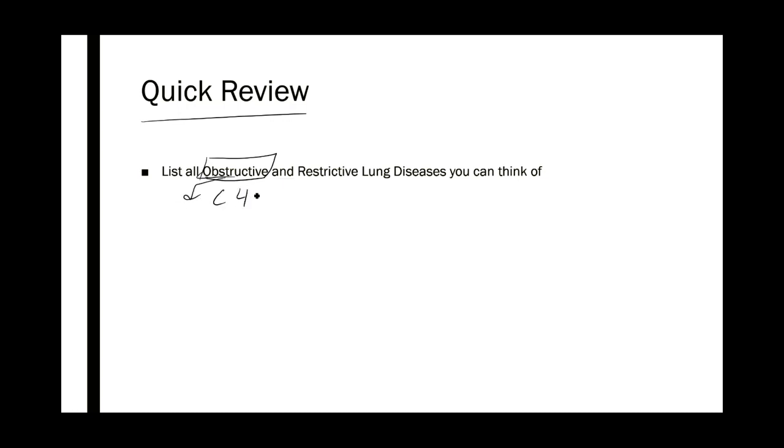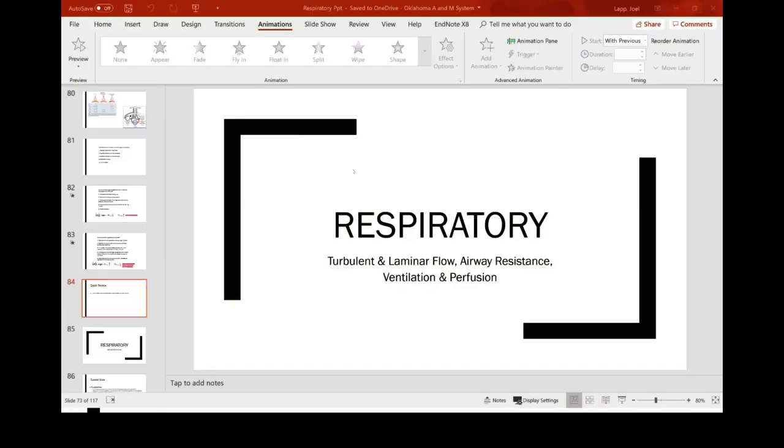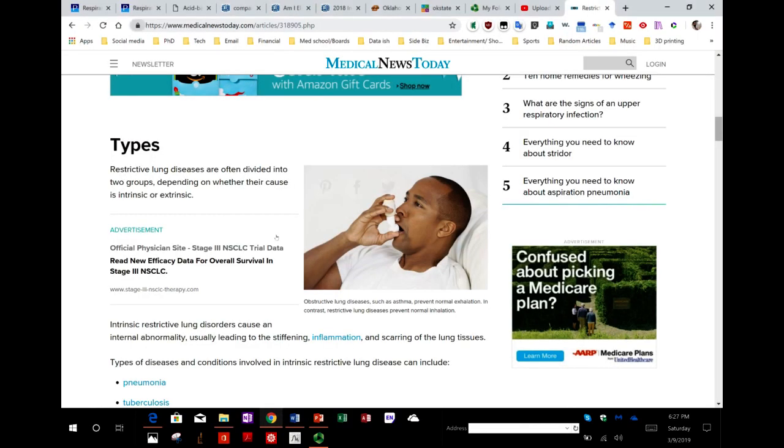All right, so obstructive, there's really only 4 big ones that you need to think of. There's chronic bronchitis, there's emphysema, bronchiectasis, and asthma. Then there are a lot of restrictive lung diseases. So if you can think of those 4 for obstructive, then remember, everything else is restrictive. I just want to show you all the examples of restrictive lung disease.